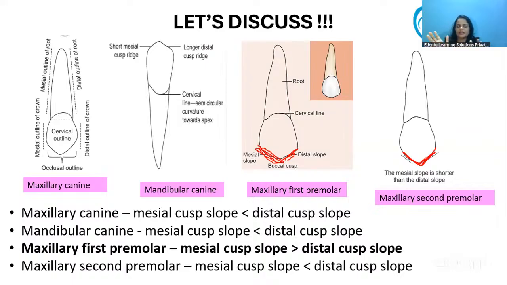Okay, so the main differentiating feature of this maxillary first premolar from the other teeth is that the mesial cusp slope will usually be longer when compared to the distal cusp slope. Such a feature is not seen in the maxillary second premolar or in the maxillary canines or in the mandibular canines or any other teeth. Okay, so remember, this maxillary first premolar only has a long mesial cusp slope.